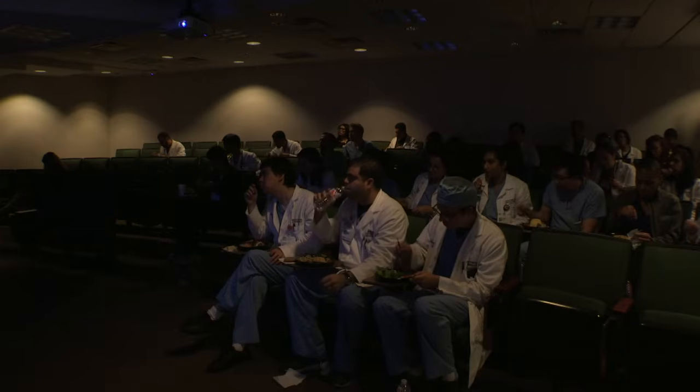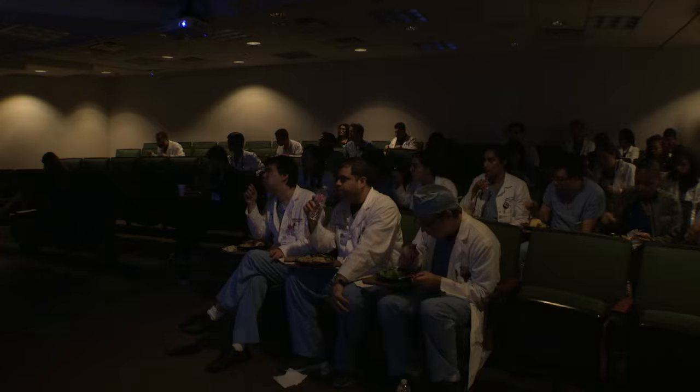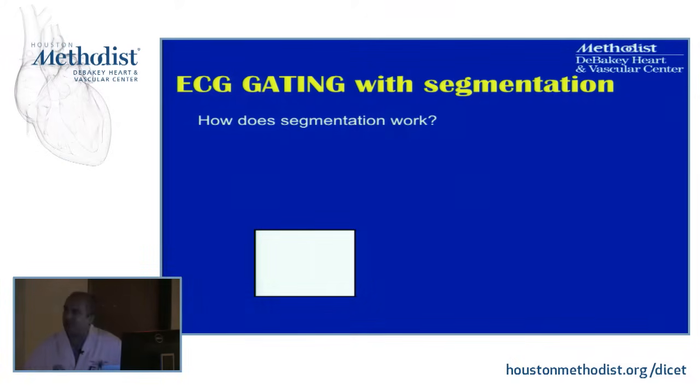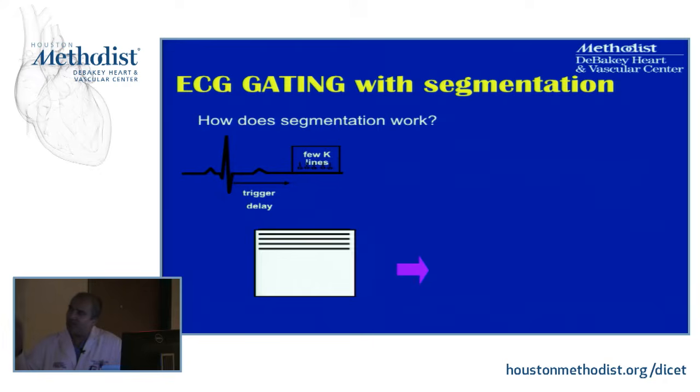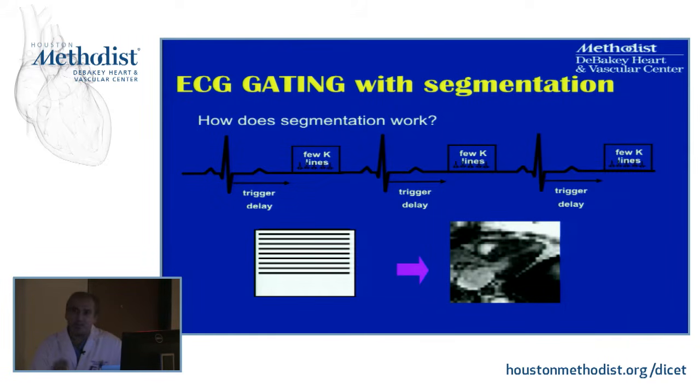So these images are actually taken over multiple cardiac cycles and then put together to generate one cardiac cycle worth of data. All right. And so the important concept of segmentation is that if I have one heartbeat, I acquire some lines of data that I'm going to use to generate my image, and then I come back again with the second heartbeat, acquire additional lines of data that I then add to my image matrix to fill in all the lines of data that I need to generate my image.